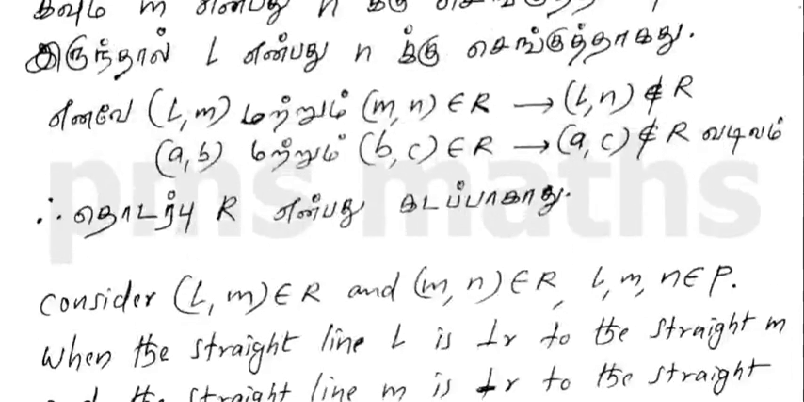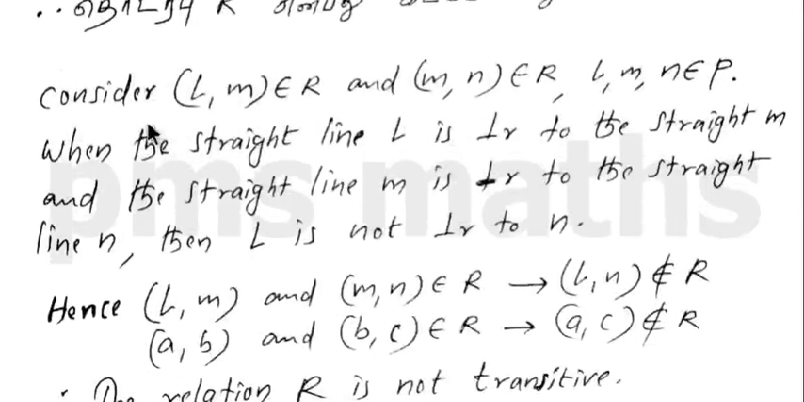Then consider L comma M belongs to R and M comma N belongs to R. L, M, N belongs to P. P is set of all straight lines. L comma M belongs to R means L is perpendicular to M. Here m comma n belongs to R means m is perpendicular to n.